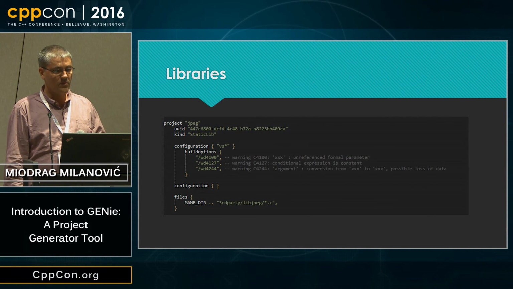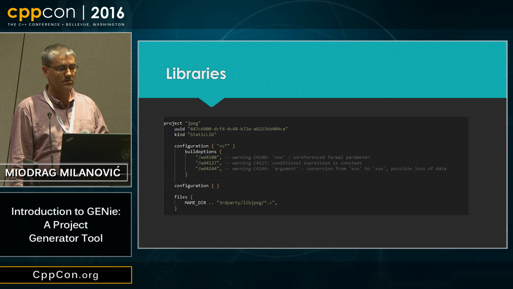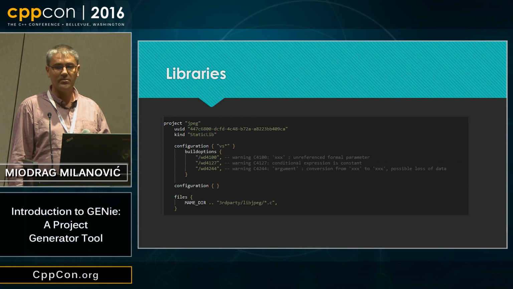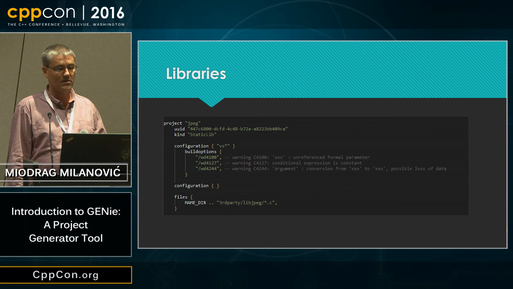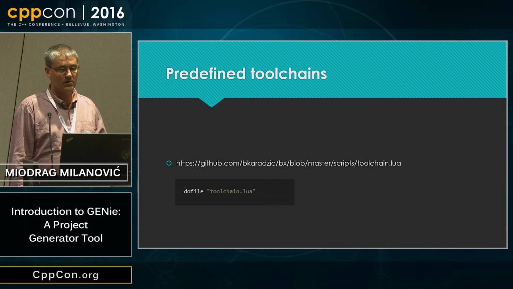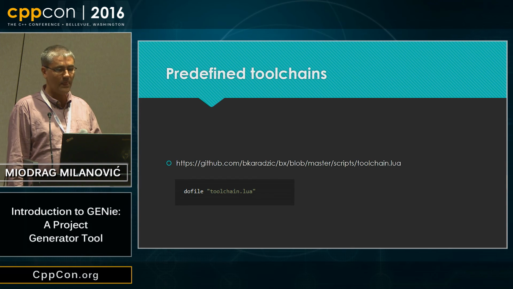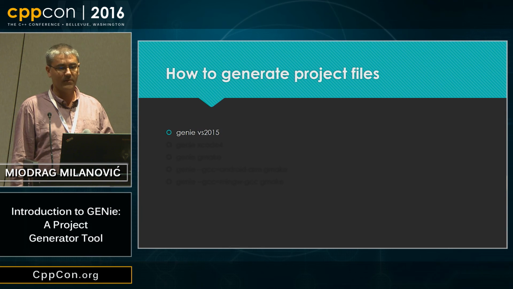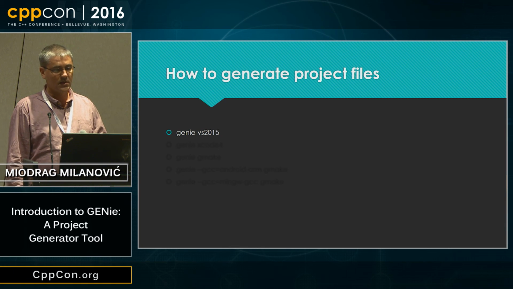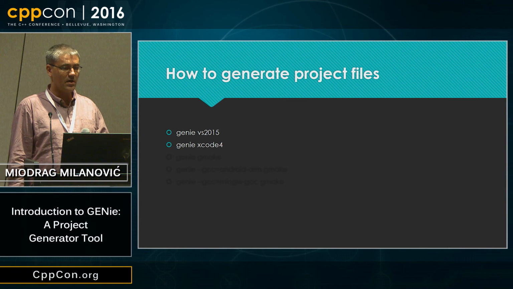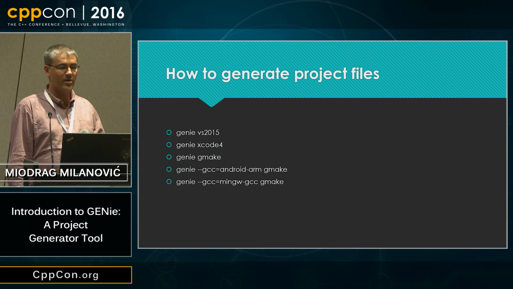If you wish to add libraries, it's easy as well. You can just put the static lib there, and it will generate static libs. Also, you have the predefined toolchains.lua file, which contains a lot of already defined targets. For example, just to create those files, you run genie and add additional parameters to run it.